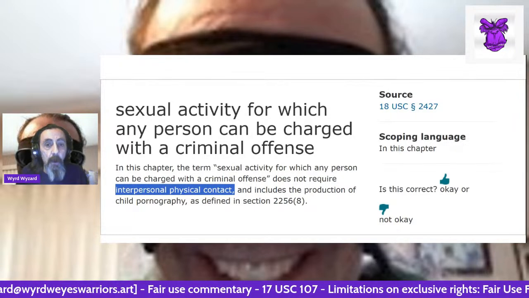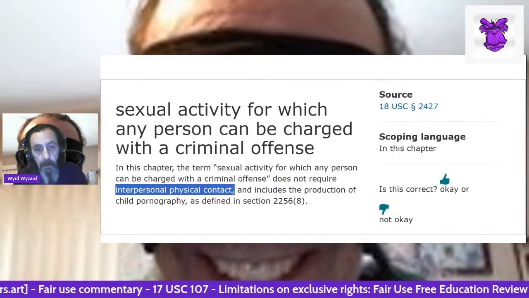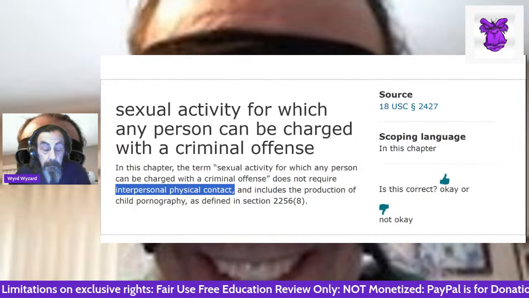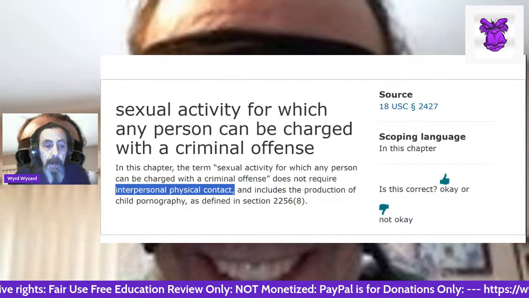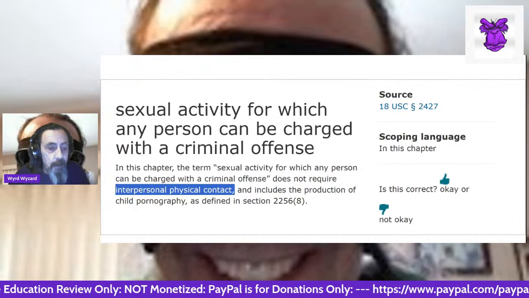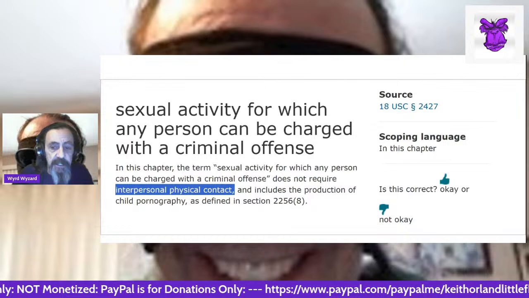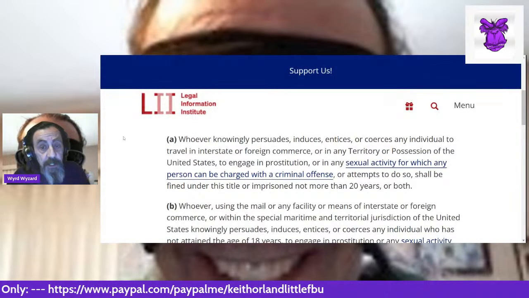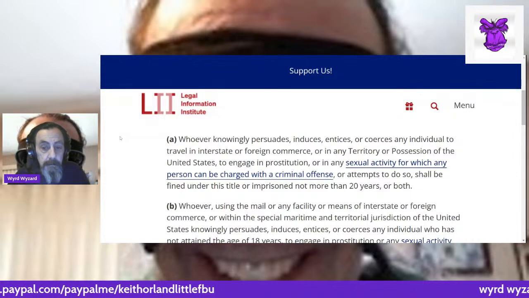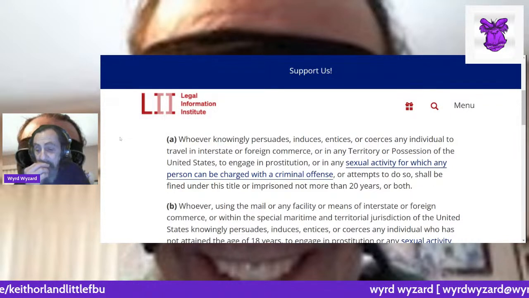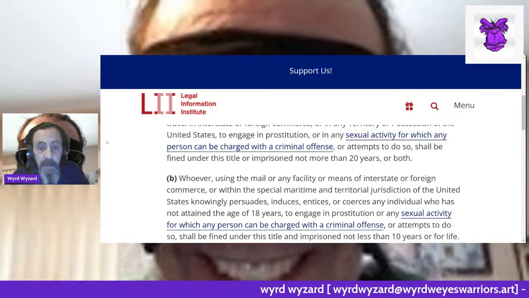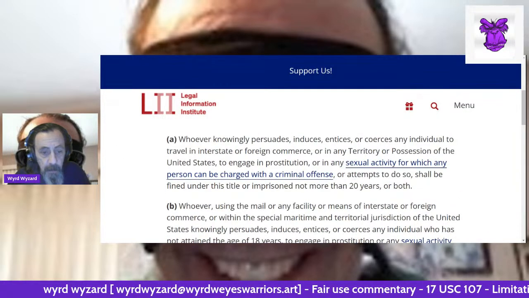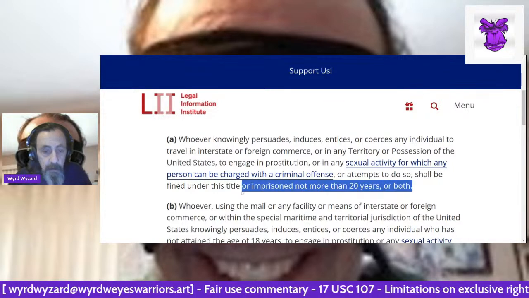So the description of intercourse in interstate and foreign commerce would be contracting, and includes the production of child pornography as defined in section 2256 subsection 8, and includes. Remember what that include means, folks? It's ejusdem generis, means it's the exclusion of all else, or attempts to do so shall be fined under this title or imprisoned not more than 20 years or both.